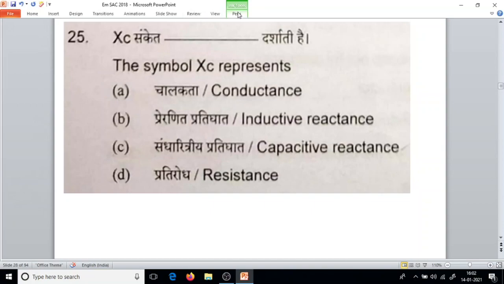Question number 25. The symbol Xc represents what? Capacitive reactance. The answer is option C, capacitive reactance. What will represent conductance? That is G. Capacitive reactance is Xc, inductive reactance XL, resistance R.